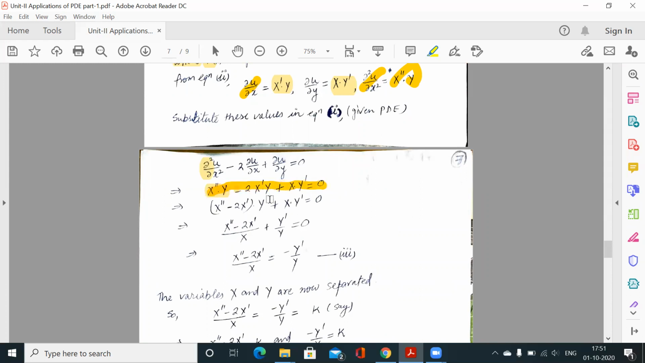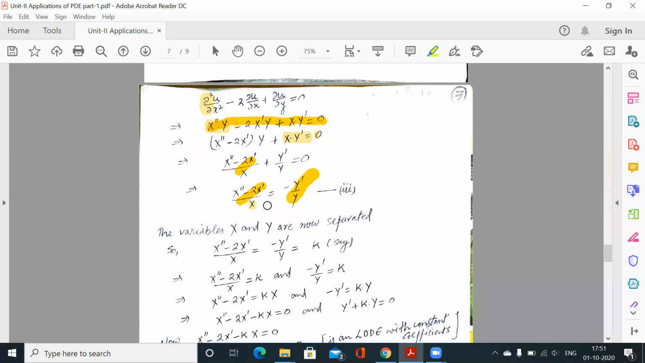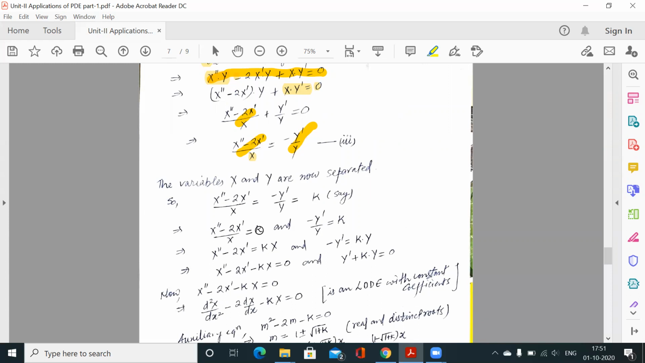Now we have to make separation: all terms containing x on one side, all terms containing y on the other side. So this is the separation: (X double dash minus 2X dash) over X plus (Y dash plus Y) over Y is equal to 0. This is the x function, this is the y function, so separation is possible. Now we make both terms equal to a constant k, because the x term and y term are in independent variables, so they can be equal only when they are equal to a constant. Suppose they are equal to a constant k.